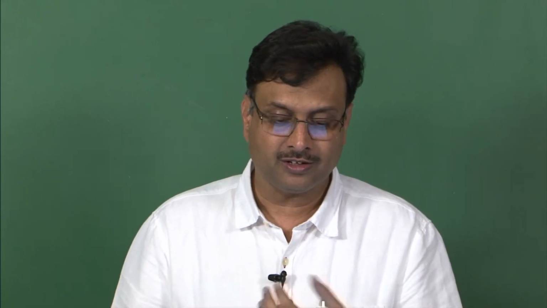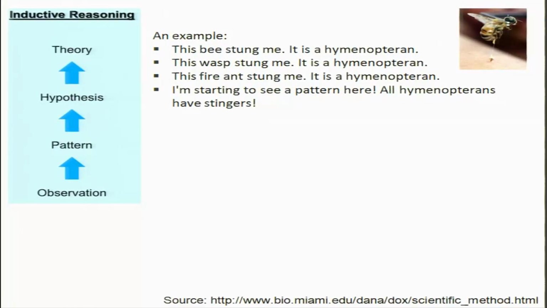For example, we are talking about the honeybee, shown in the top right corner, an insect which can sting you, right? This bee stung me, and you are a zoologist, you know that it belongs to a group called Hymenoptera. Then you also have wasps that can also sting. So this wasp stung me, it's a Hymenopteran again. This fire ant stung me, a different insect, but again belonging to the same group, Hymenoptera.